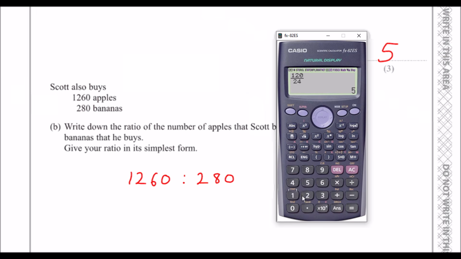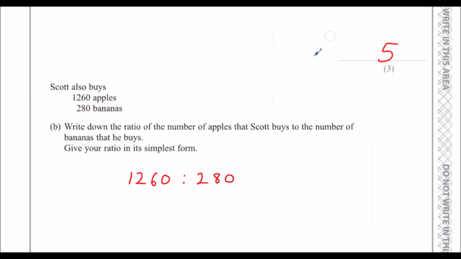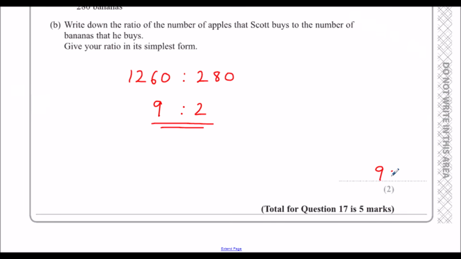So if we write these numbers as a fraction, the calculator will simplify them for us. So I'm going to write 280 over 1260 and let the calculator simplify it. So it's 2/9. So the 280 is two parts, and the 1260 is 9 parts. So we've got 9 parts to 2 parts, and that's in the simplest form. So 9 to 2.